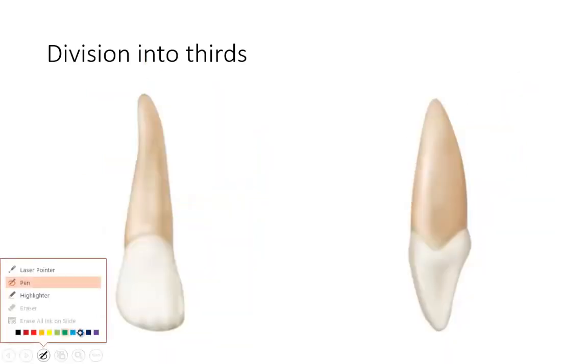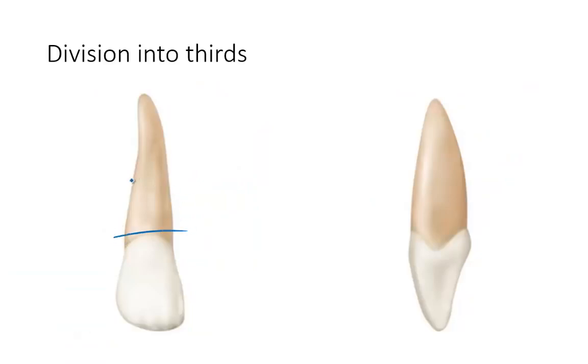We can do the same thing with anterior teeth. I'm just going to go through quickly. Not much changes. The apex is still going to be apical. There's still going to be the middle third, and there's still going to be the cervical third because it's close to the CEJ. Now when we divide this way, same thing.